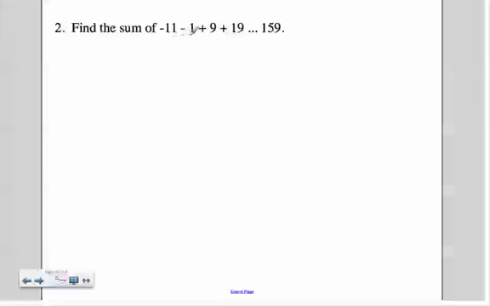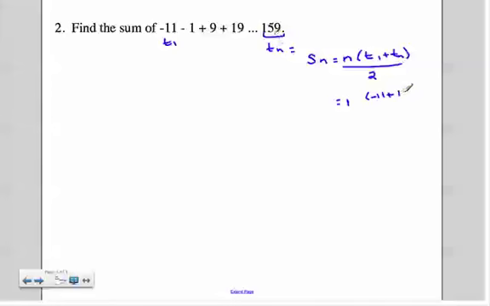Find the sum of negative 11, negative 1, 9, 19, 159. So now I actually know the last term in the list. So I'm going to show you how to use the other formula, n times t1 plus tn all over 2. Now t1 is just another way of saying a. So t1 in this case is negative 11. Tn is 159 all over 2.